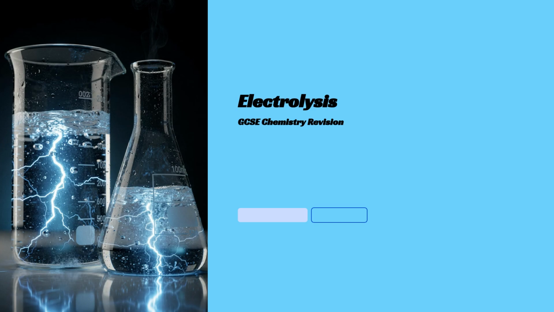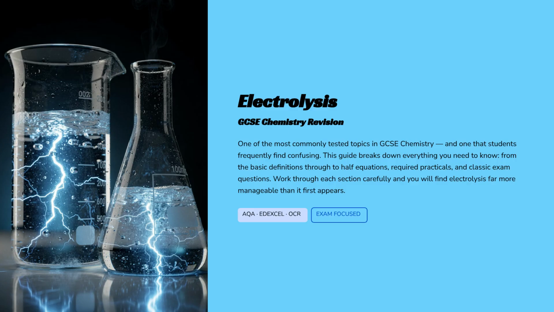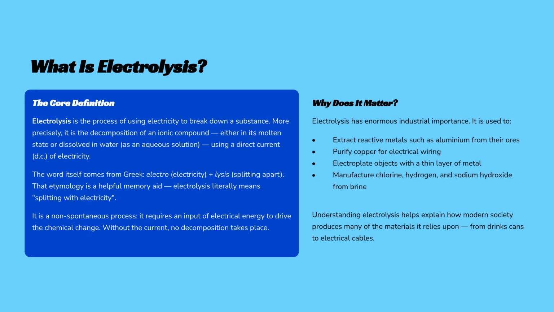Welcome to this GCSE Chemistry revision video focusing on electrolysis. This topic can sometimes be confusing, but this video will break down all the essentials, from basic definitions to half equations and practical applications. Electrolysis is the process of using electricity to break down a substance.